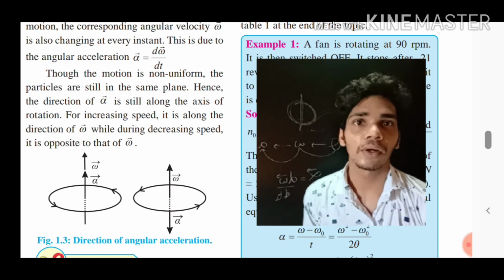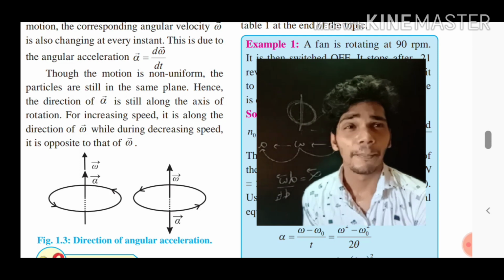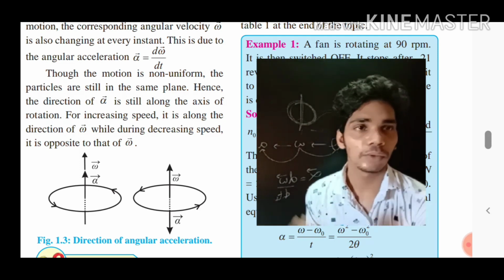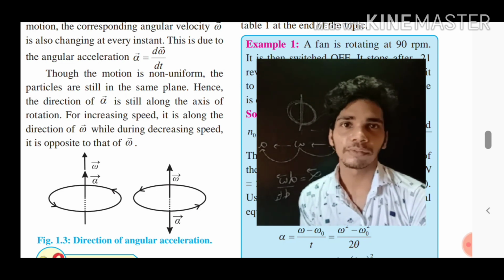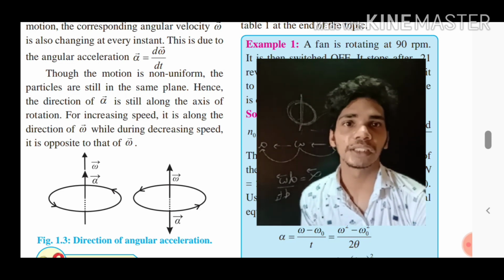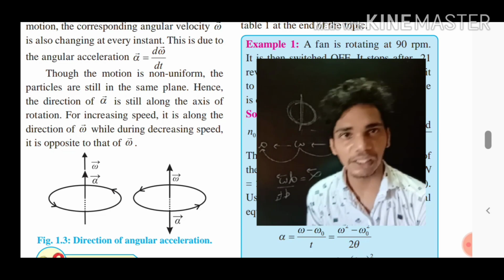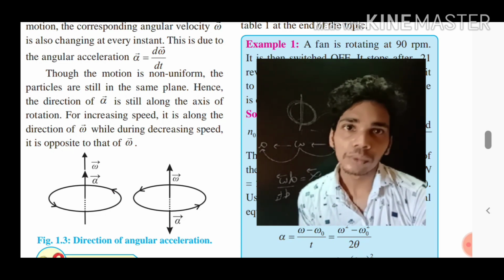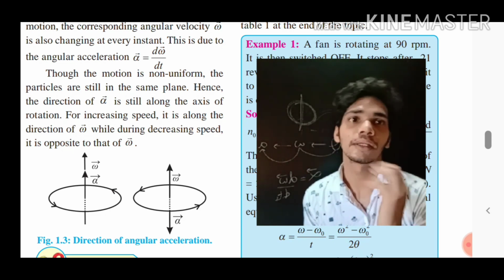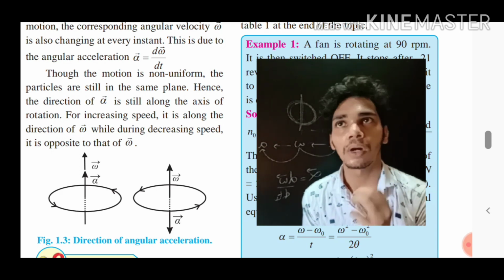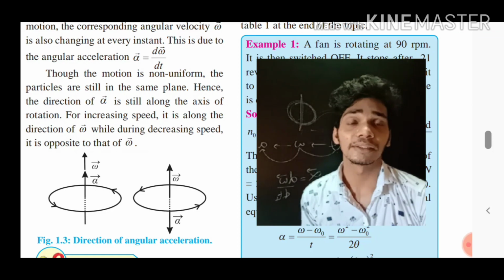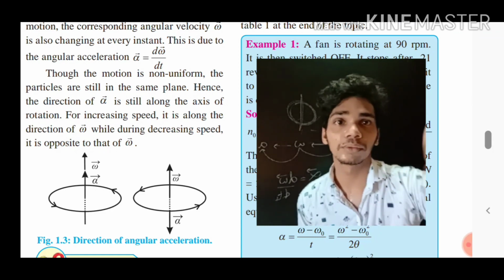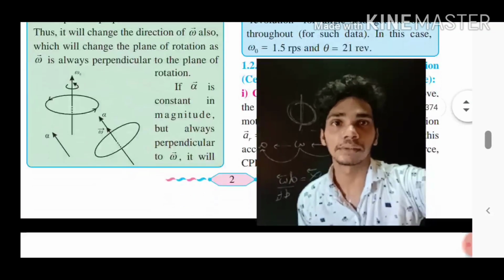So what will happen in increasing speed? It will be along the direction of omega. But if the speed is decreasing, it will also decrease gradually, so it's still not uniform. So we are talking about non-uniform motion here. So it is opposite to that of omega. So the direction is what here? Changing. So the angular acceleration direction is changing according to the increasing or decreasing of the speed. So in non-uniform circular motion, the acceleration is not constant, it changes according to the situation.